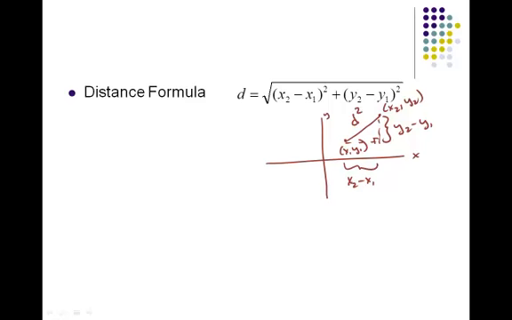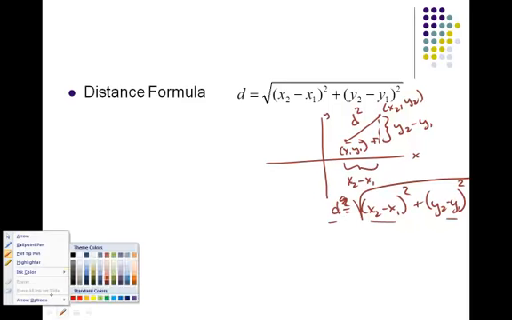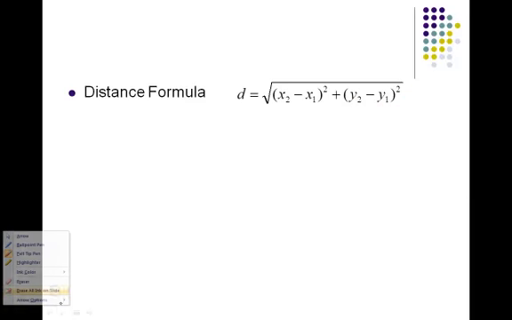So d squared would be x sub 2 minus x sub 1 squared plus y sub 2 minus y sub 1 squared. That's my a squared plus b squared equals c squared. And then if I take the square root, that gives me my distance. I don't need the plus or minus here because distance is always measured in positive units. So that's the derivation of the distance formula. It comes straight from our Pythagorean theorem.